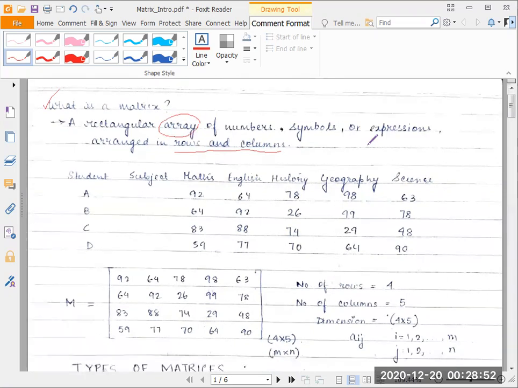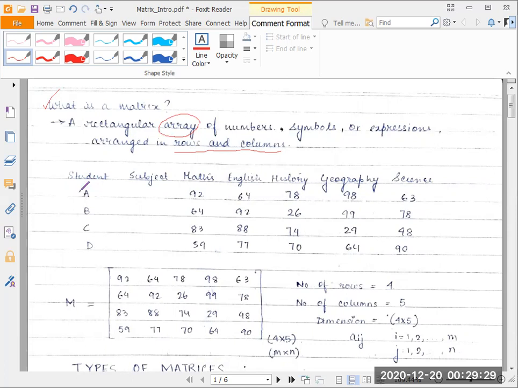So let's say we have a situation as follows. We have 4 students named A, B, C, D, and we have 5 subjects. So there's a school which teaches 5 subjects: mathematics, English, history, geography, and science. And we have 4 students. Let's say these are the 4 sections A, B, C, D, and we have chosen randomly 1 student from each of the sections. So we have 1 student from section A, 1 student from section B, 1 student from section C, and another student from section D. And we are calling the students by the name of the section that they belong to.